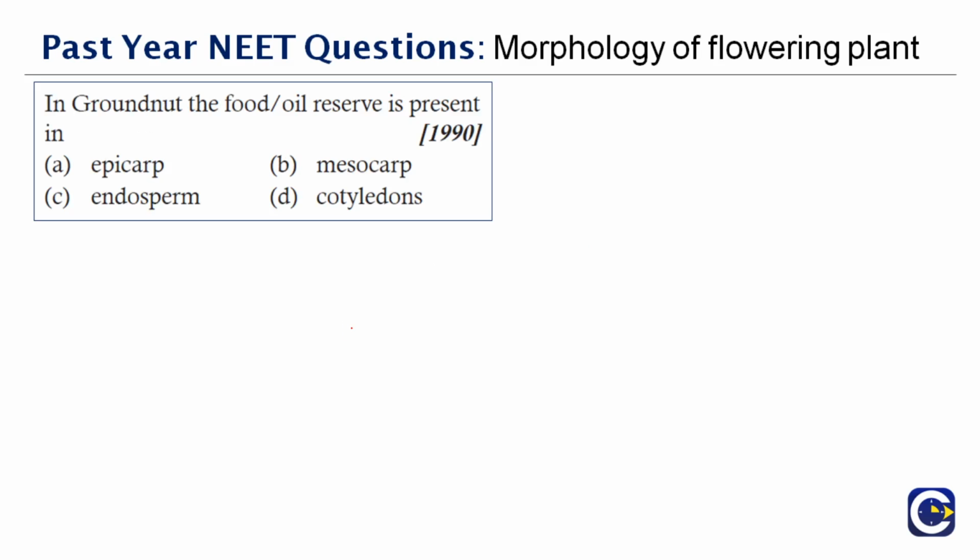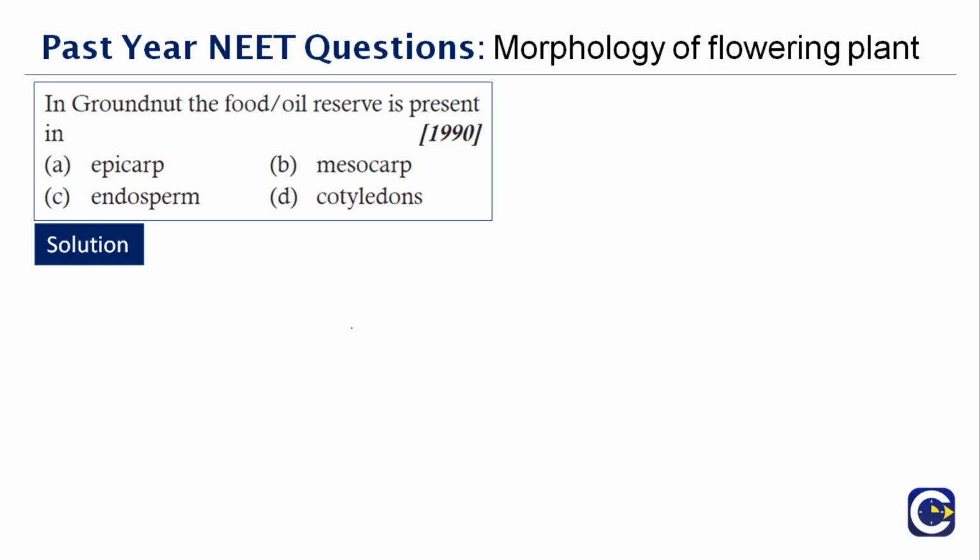Okay. Next question here. In groundnut, the food or oil reserve is present in dash. We all know we use groundnut oil for cooking purposes. And it's very good for health also. It has a lot of benefits.